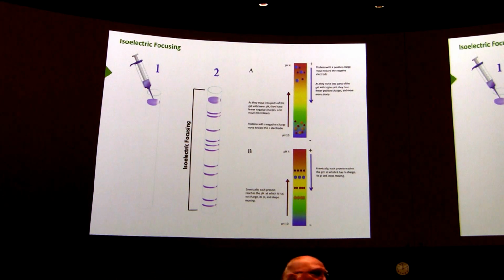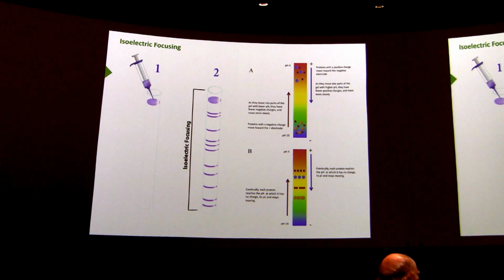Remember, we're scientists. We need to be precise, right? pH at which a molecule has a charge of 0. So this technique separates molecules on the basis of their pI. How in the world does it do that? Okay. Well, let's take a look at the strategy.